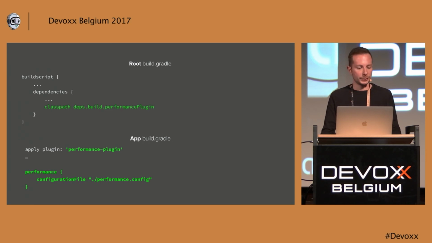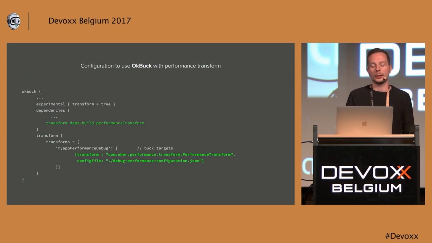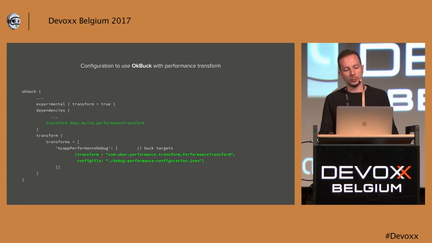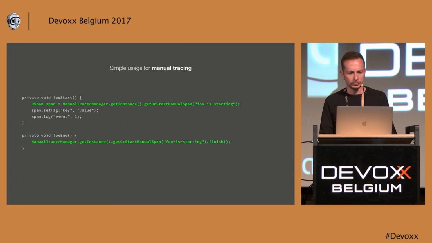This is how you configure it. It's fairly simple. You just need to apply the plugin, and then you create this performance config file. We use an external file because, as I was saying before, we are also compatible with Bazel through OkBazel. That does a translation from the Gradle file to the Bazel configuration file.